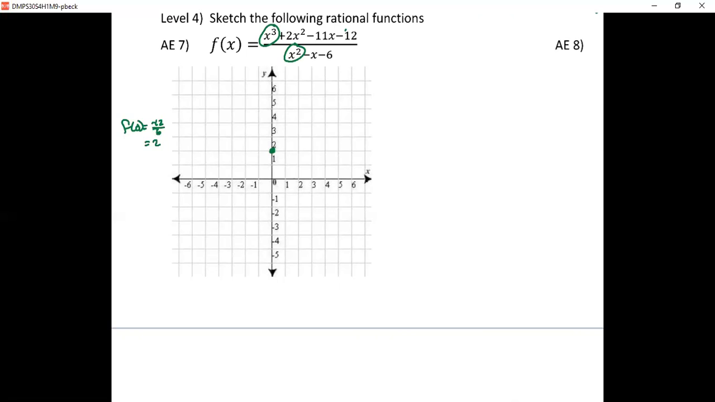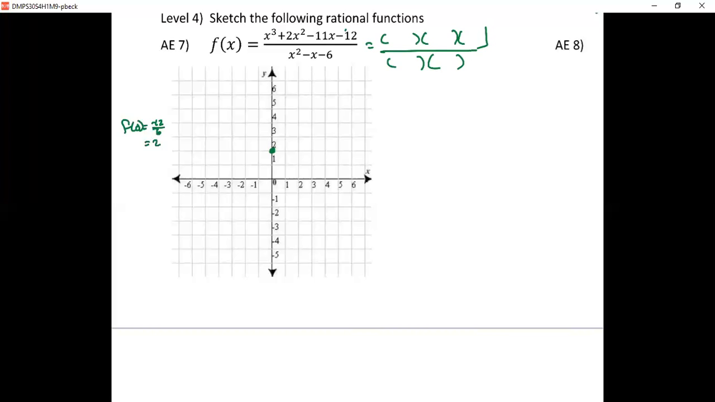So be prepared for that. But most importantly, I want to get this into a form of what are my 3 factors over my 2 factors. If I can get it into that form, I can see where my vertical asymptotes are, and I could also see where my zeros are. So let's get going with this.